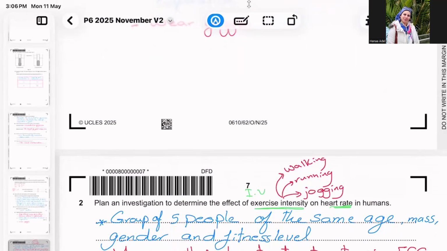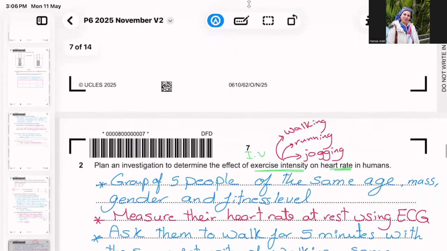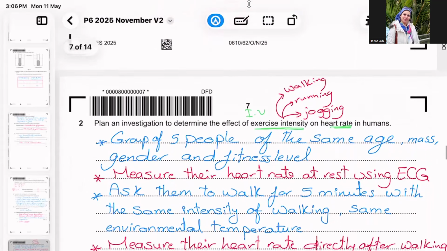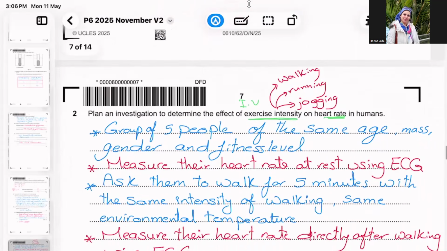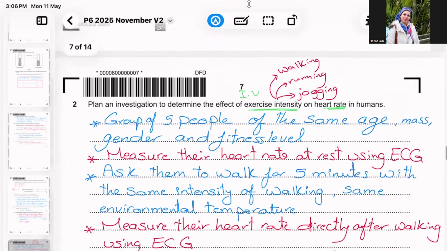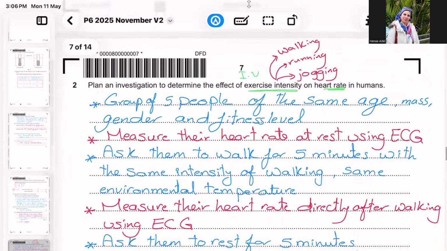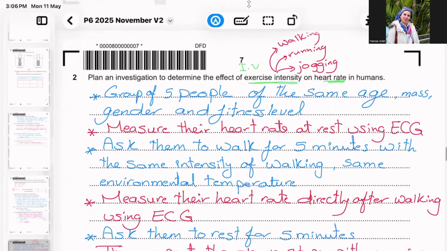Then ask them to walk for 5 minutes with the same intensity of walking and same environmental temperature so as not to affect their heart rate. After that, we measure their heart rate directly after walking using, again, ECG. After walking, ask them to rest for 5 or 10 minutes to return to their normal heart rate. After that, we repeat all of these steps, once for running and once for jogging.